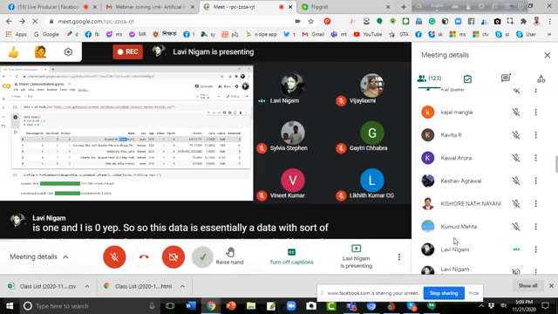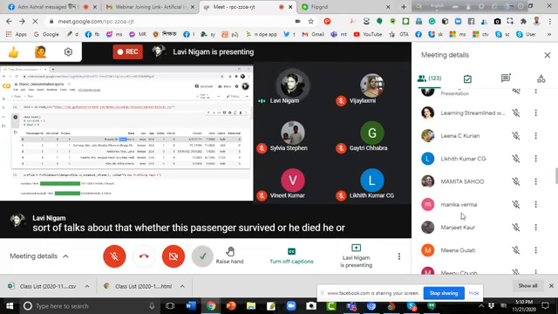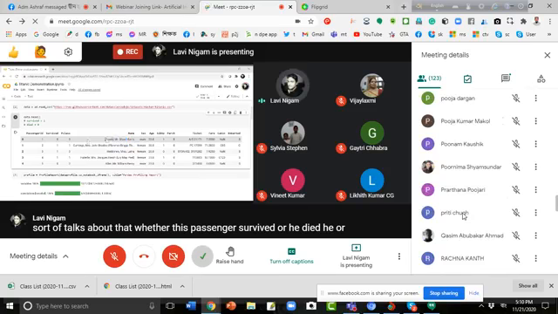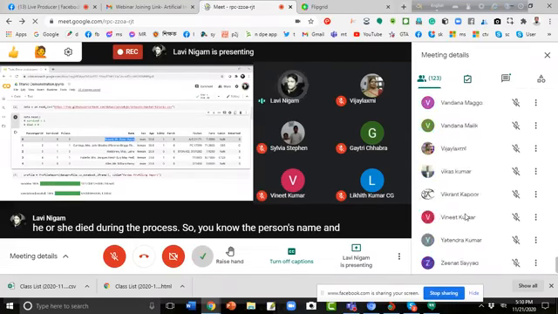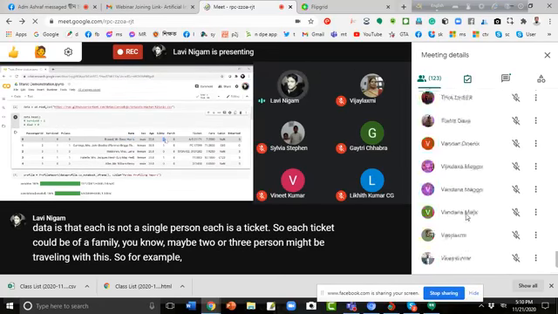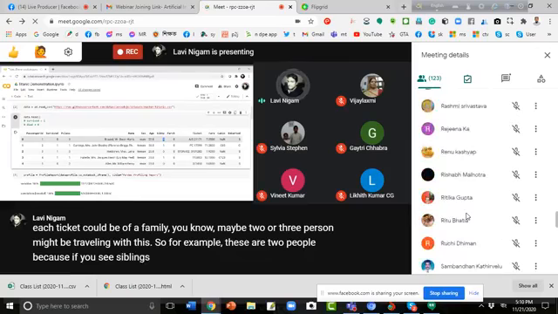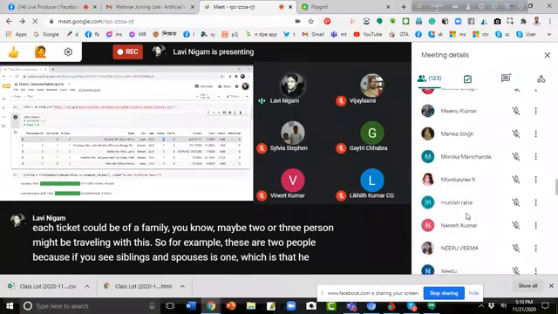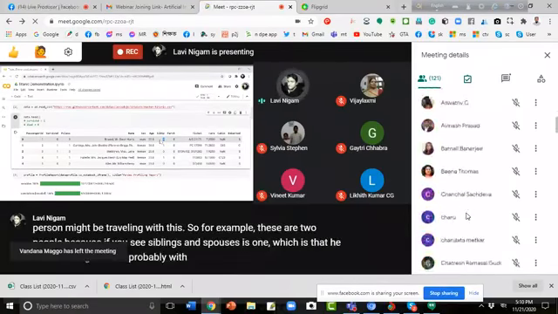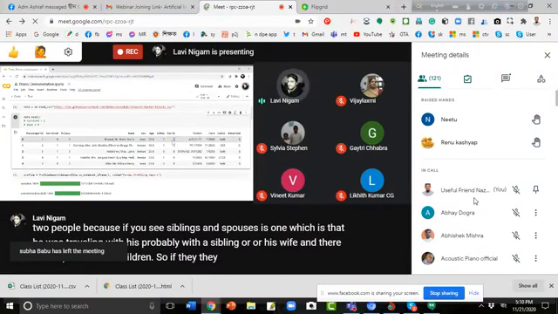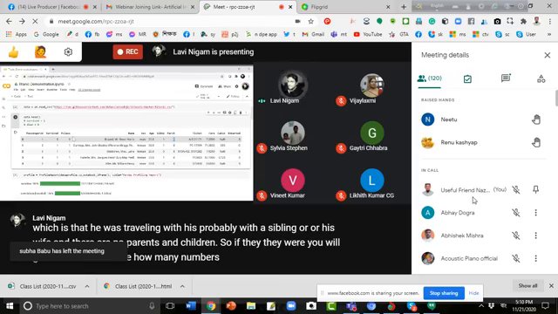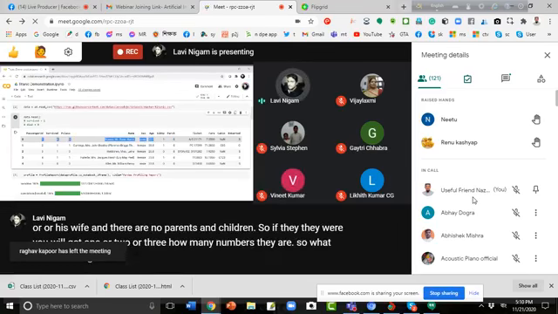So you know the person's name. And one thing which is very interesting about this data is that each row is not a single person. Each is a ticket. So each ticket could be of a family, maybe 2 or 3 persons traveling together. For example, these are two people, because if you see siblings and spouses is one, which means he was probably traveling with his sibling or his wife, and there are no parents and children. If there were, you would get one or two or three, however many they are. So what we are seeing is whether the whole ticket survived or the whole ticket drowned during the process.